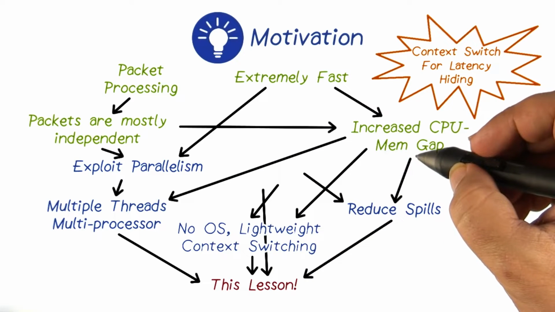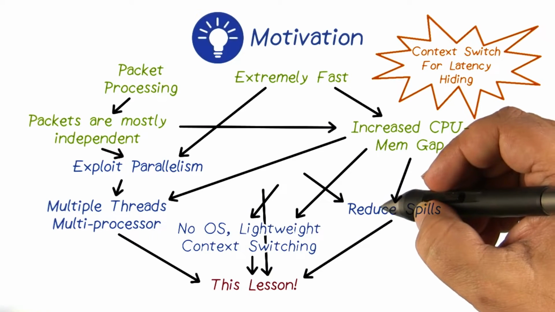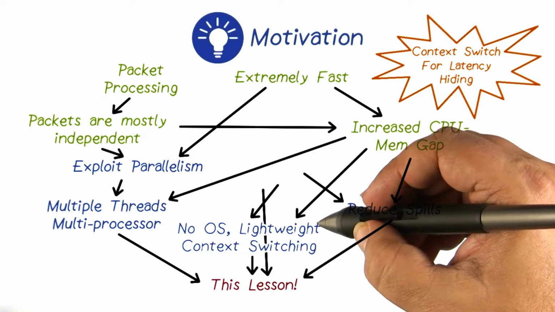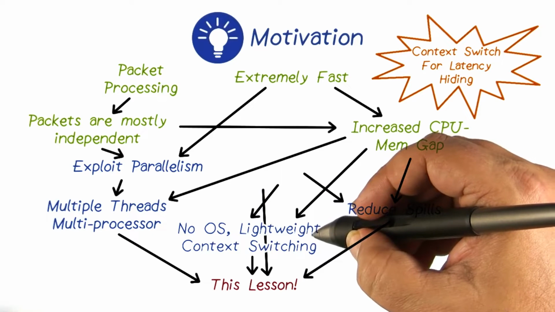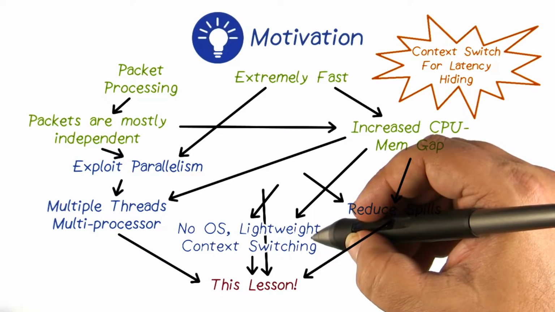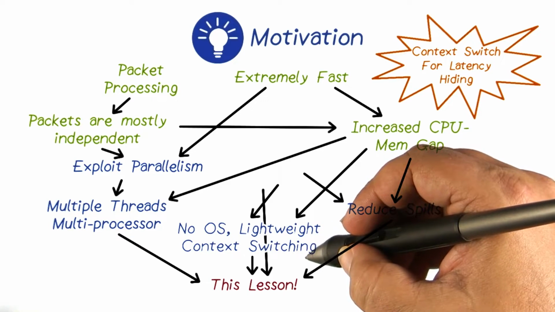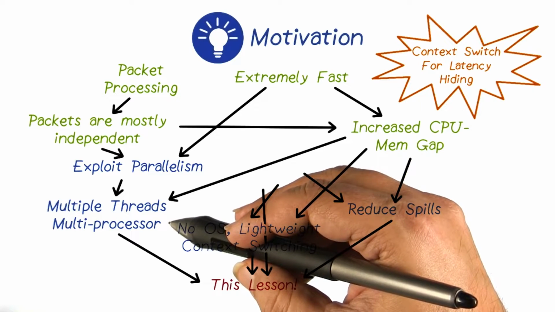Now in order to deal with the memory and CPU gap, which could be about thousands of cycles, what the network processors do is they do context switching. Upon encountering a memory operation, the network processor switches a thread and schedules the next thread for processing. And this context switching is very lightweight. There is no OS involved, there is no context saved, and therefore it is extremely fast and has almost zero overheads.